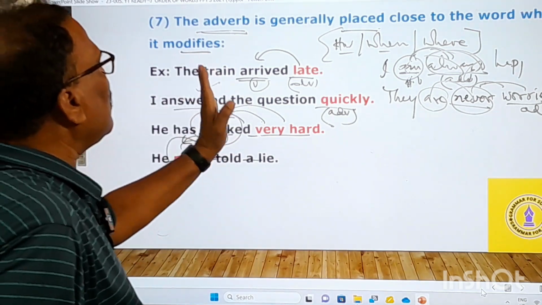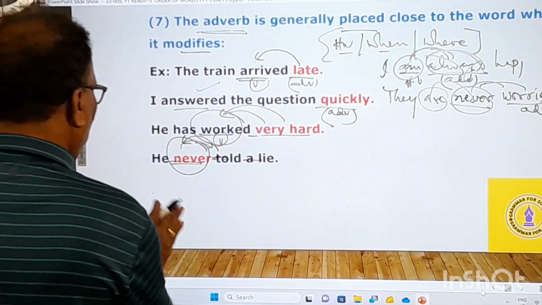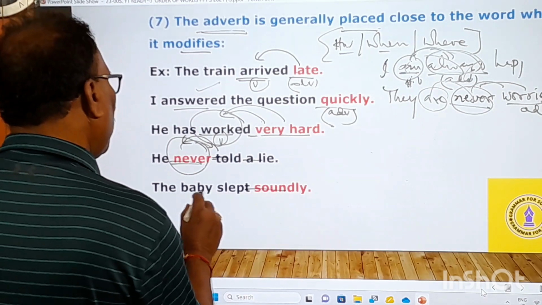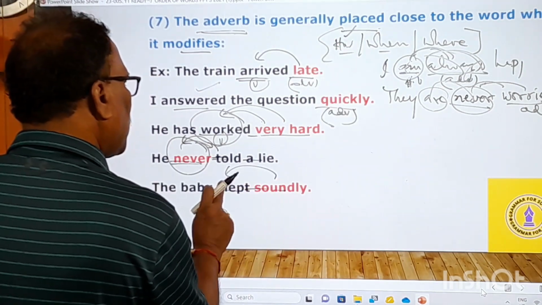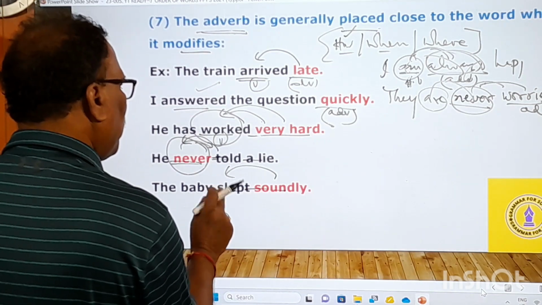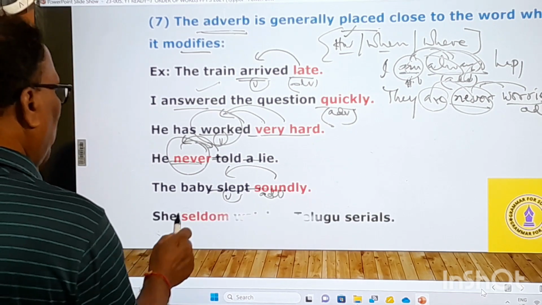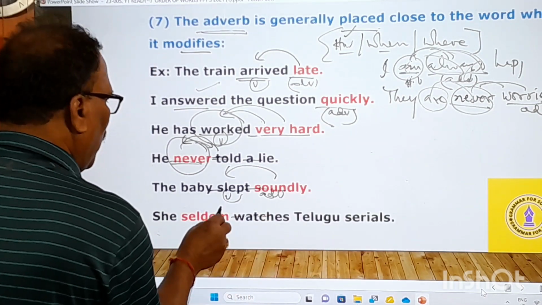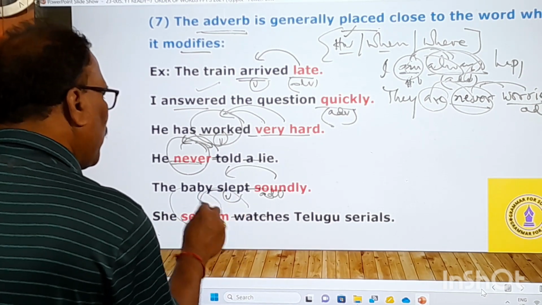So in general sentences, the adverb is placed very close to the words it modifies. The baby slept soundly. How did the baby sleep? Soundly. So this is describing or modifying this verb. It's an adverb. And the last example, Sheila seldom watches. Watches is simple present tense, and here this adverb is placed immediately before the verb only.